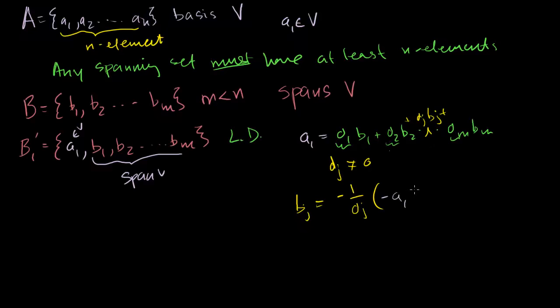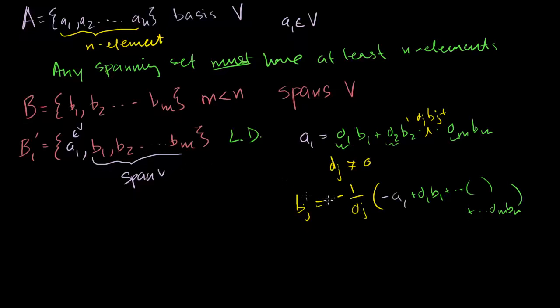plus all of these terms, plus d1 b1, all the way to dm bm. You're going to have a little bit of a gap here, I'll just draw it like that. It's very unconventional notation. I'm doing all of this just to show you that, by definition, you can write A1 as a linear combination of these other vectors, but you can also just rearrange things.